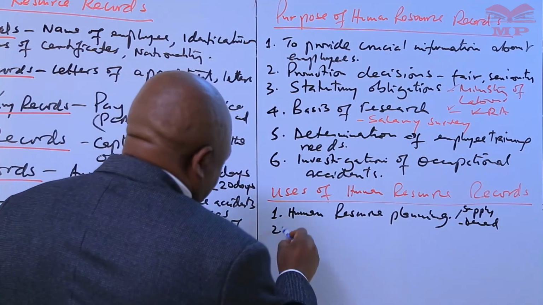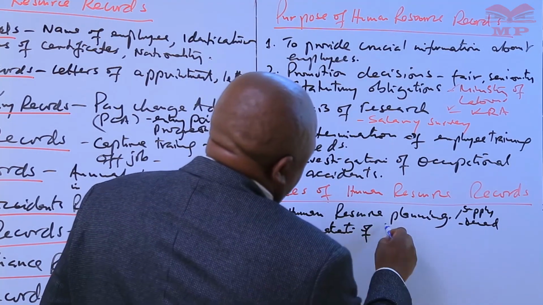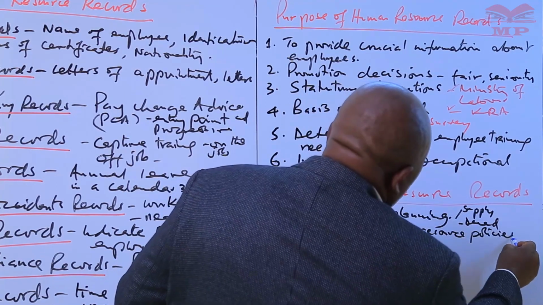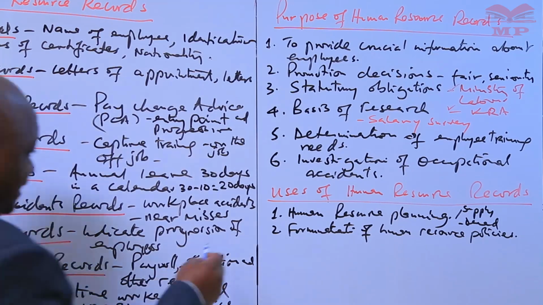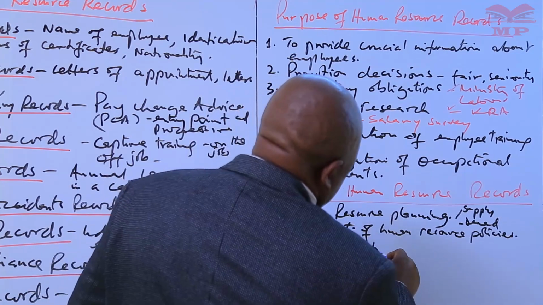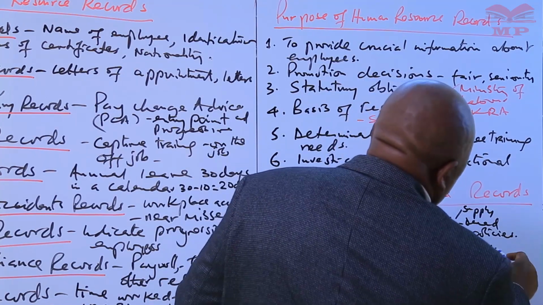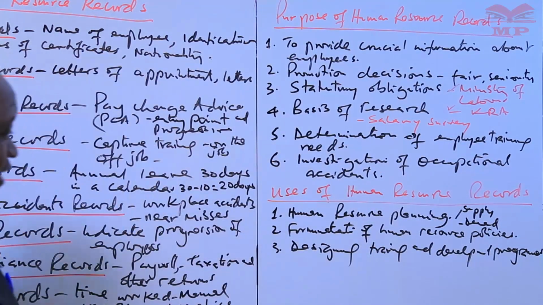Then there is the element of formulation of human resource policies, human resource policies. So when an organization wants to formulate human resource policies, it can also use the records that they have. And then there is the issue of designing training and development programs. Designing, training, and development programs. That could also be one area where human resource records can be used.